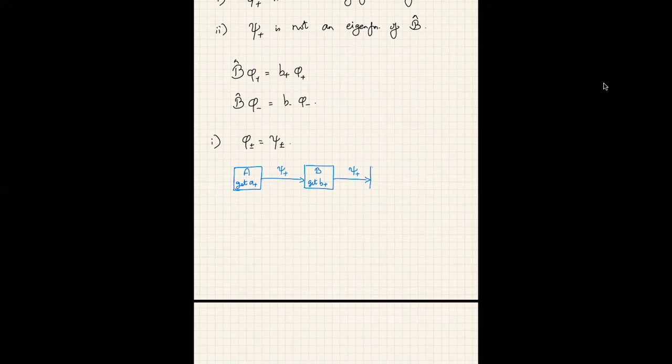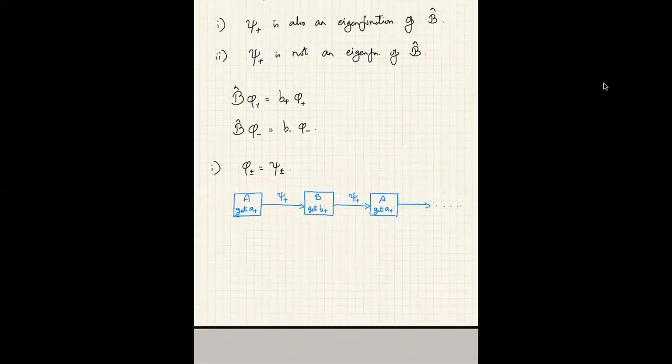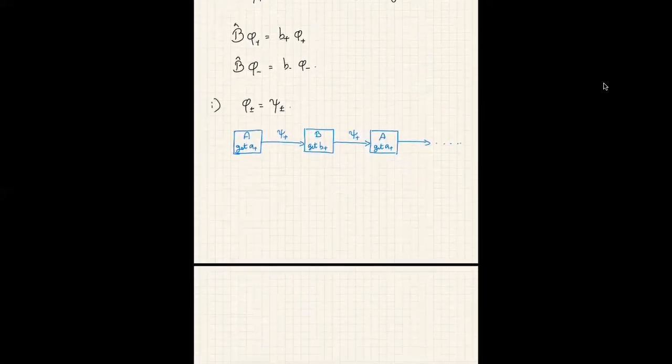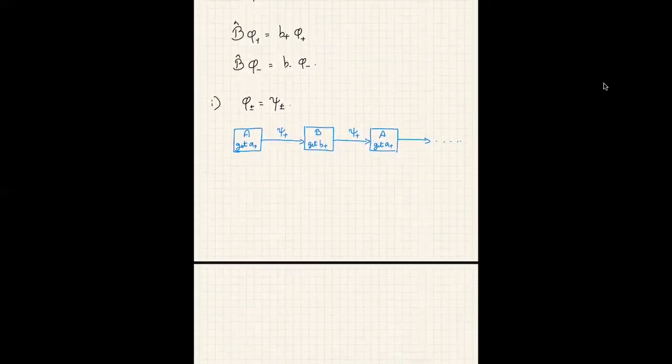I can again measure A. And again, since psi plus is also an eigenfunction of A, I will 100% get A plus. And then I can keep going this way. So if you have two operators which have common eigenfunctions, the act of repeated measurement of both in any order does not change the state of the system. The state of the system is the same because they are both eigenfunctions of the same state. So you're going to simply get the corresponding eigenvalue over and over again.